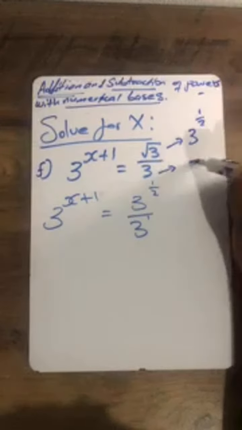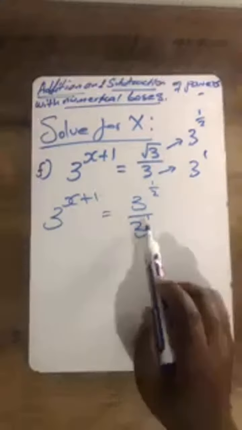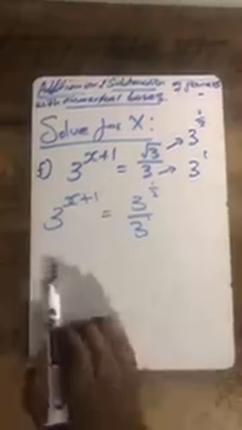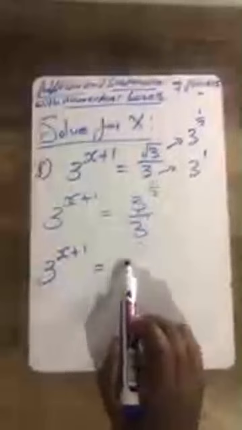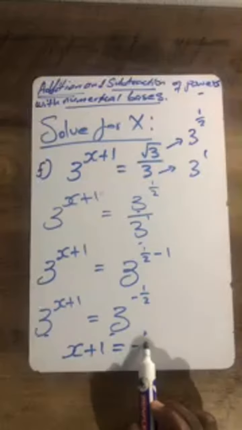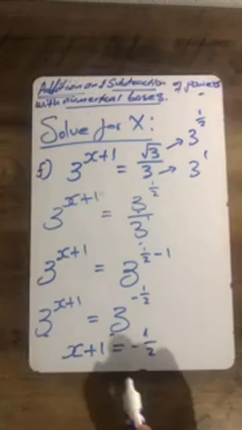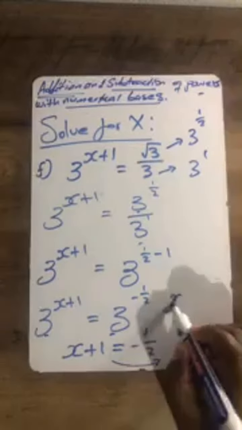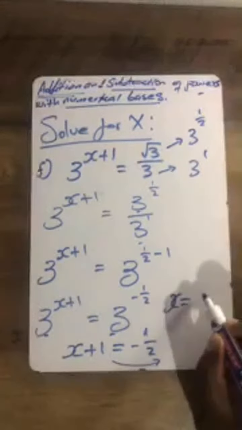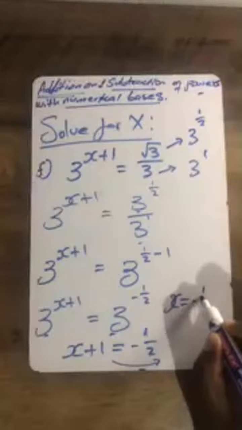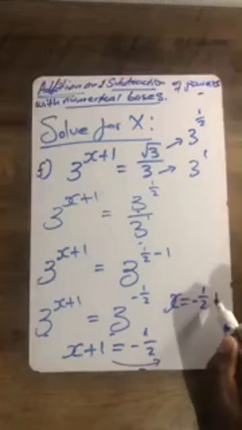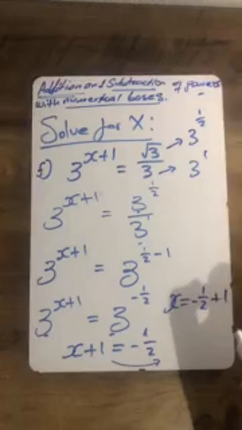This one is the same as 3 to the power of invisible 1. That's what I did there. So we have 3 to the exponent that. So can you see, you have the same base. You can represent that as the same base, negative a half. So you take this one to the other side. It's like your x is equal to a negative half that you minus it with.